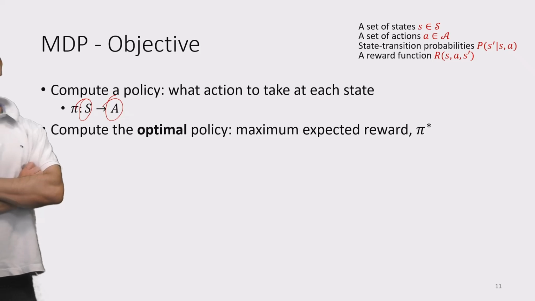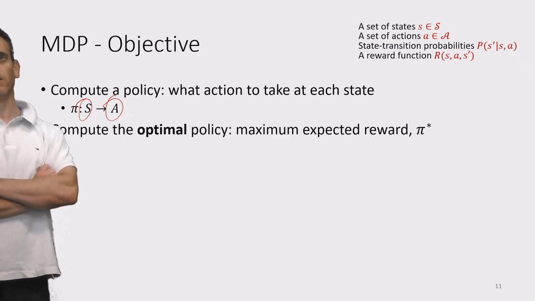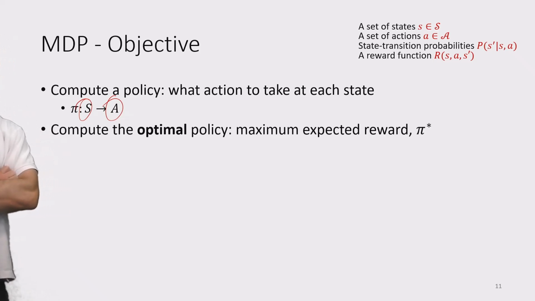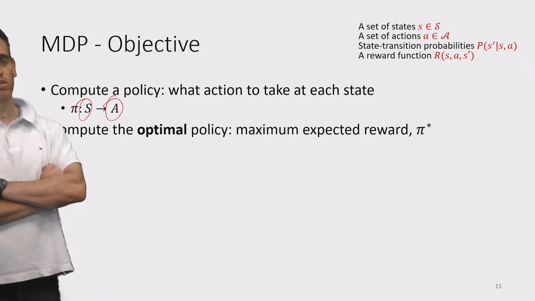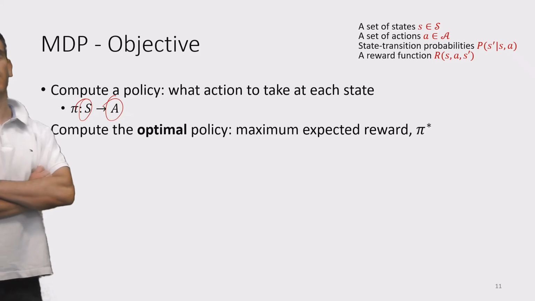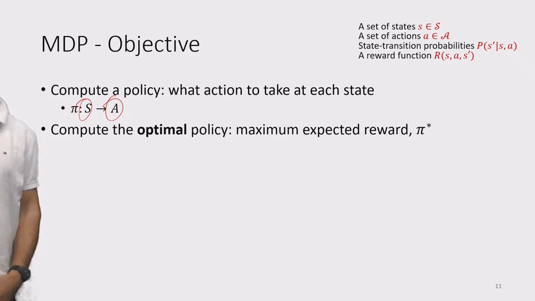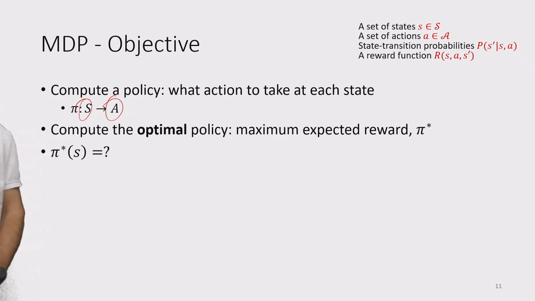More specifically, we would like to compute the optimal policy. That is the policy that results in the maximum expected reward when we start from our initial state. So the optimal policy is denoted by pi star. We would like to find or to compute pi star, and we'll see a lot of different approaches to do that.